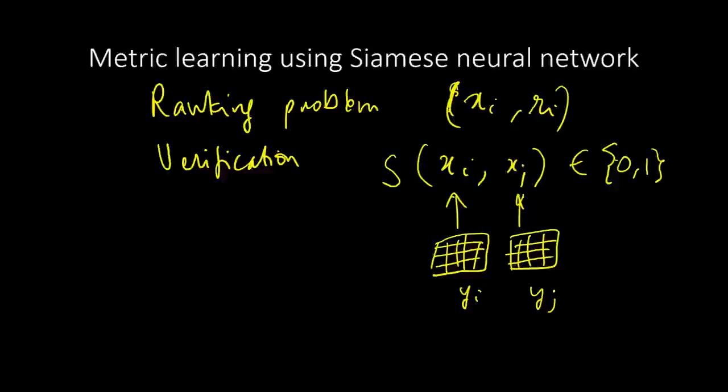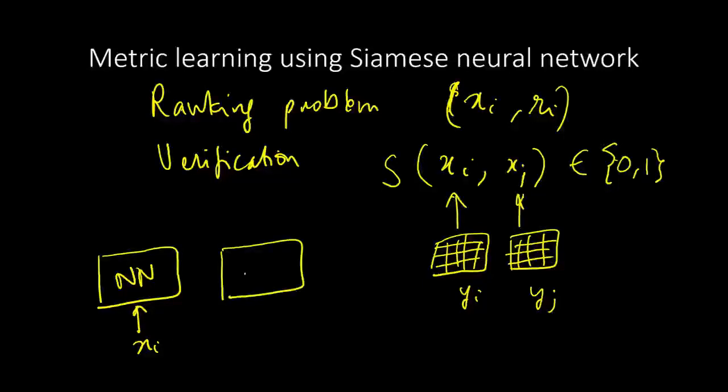So what is done in such cases is that we take a neural network and give it an input xi, and we take the same neural network, mind you, it is the same neural network, not a different one, and give it the input xj. The outputs that we get are yi and yj.